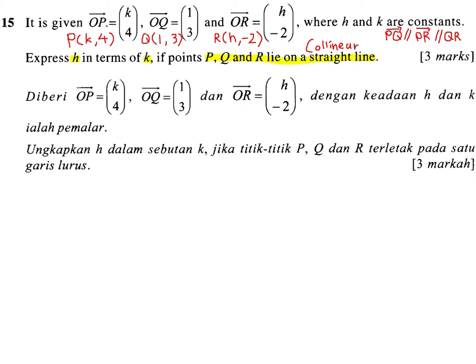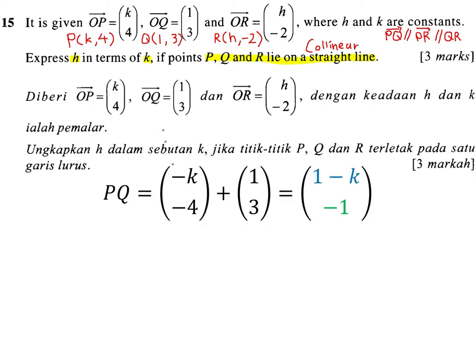PQ is PO plus OQ. So in order to find the vector PO, we just have to reverse the k and 4 to become negative k and negative 4, because we need the PO, correct? Plus OQ. So it will give us the vector of PQ, which is (1 - k, -1). So that is the vector for PQ.